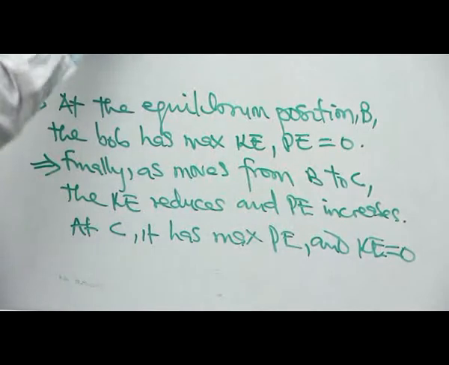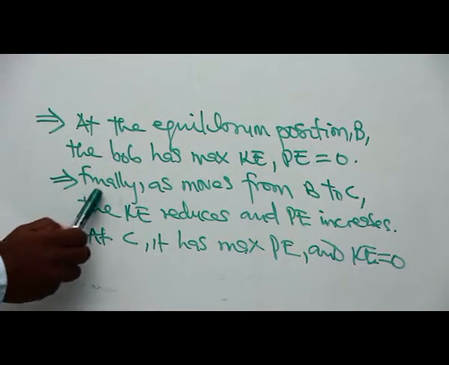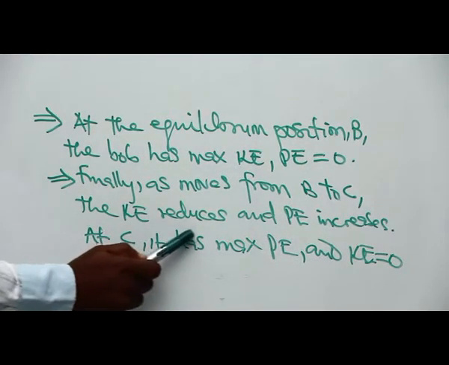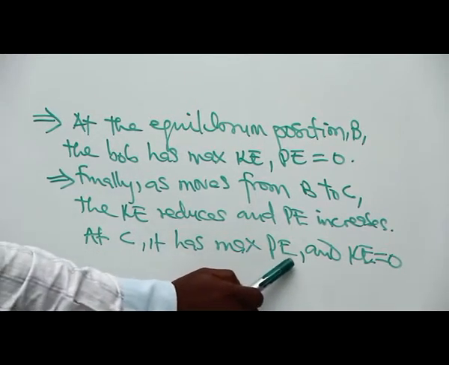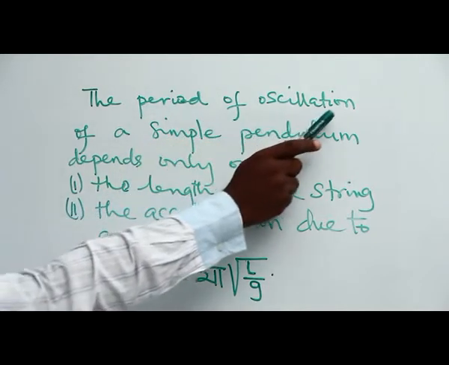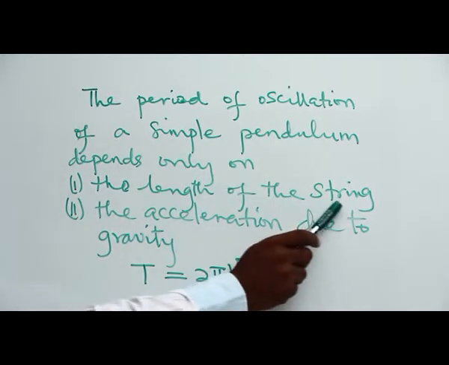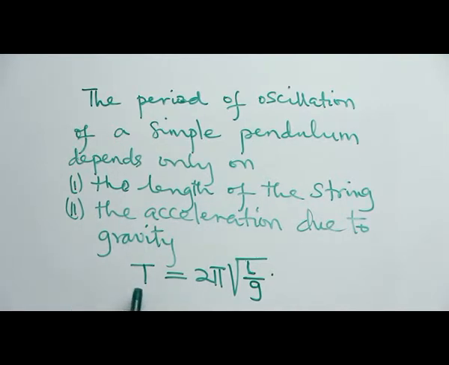At the equilibrium position, at this center point, also called the rest position, the bob has maximum kinetic energy. That means the velocity is at maximum, and the potential energy is zero. Finally, as it moves from B to C, the kinetic energy reduces and the potential energy increases. At position C, it has maximum potential energy and zero kinetic energy. The period of oscillation of a simple pendulum depends only on the length of the string and the acceleration due to gravity. The relationship is given by this equation.